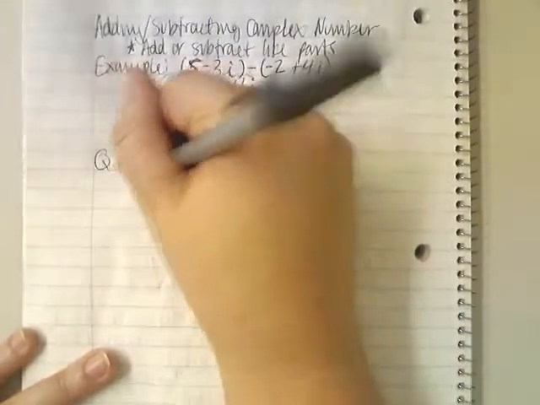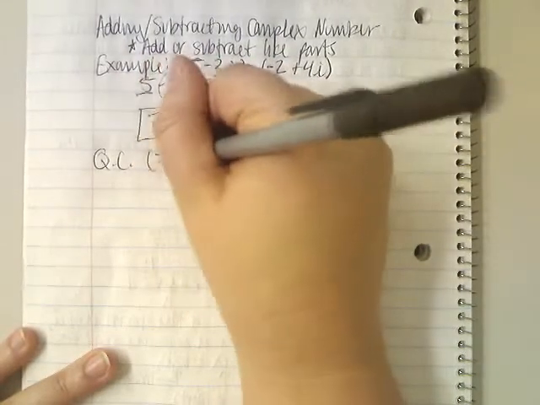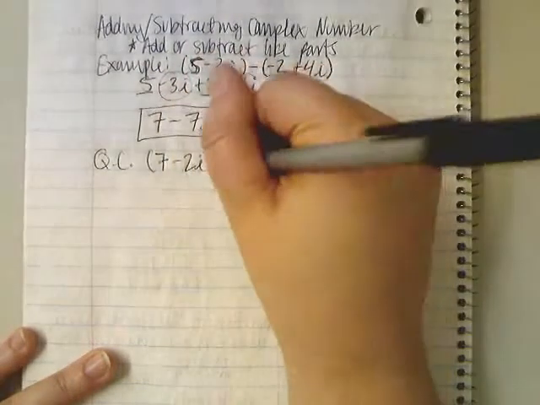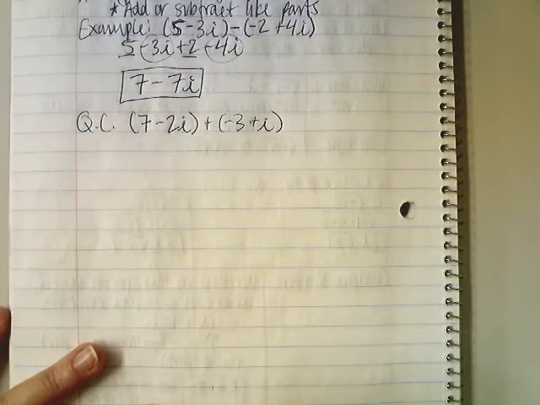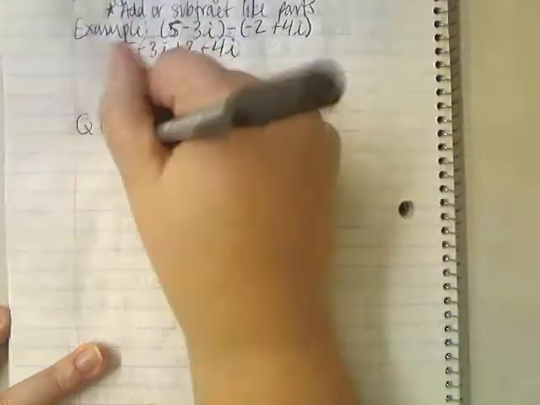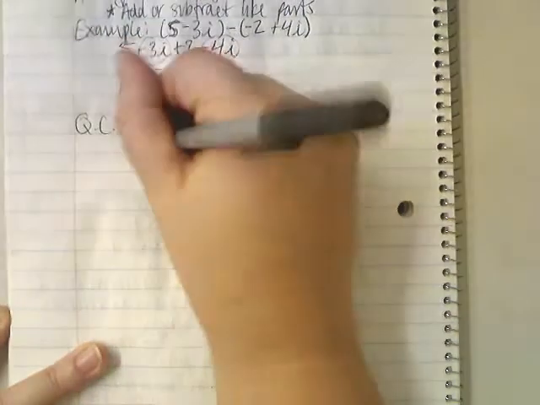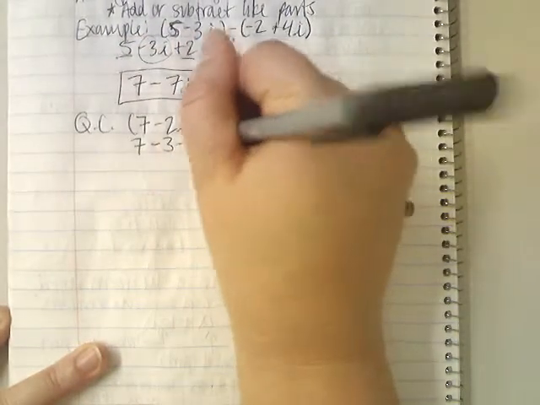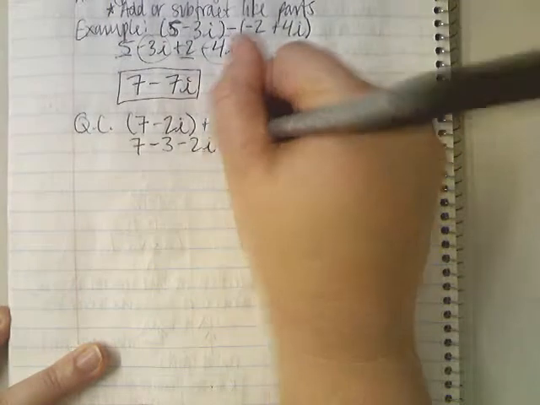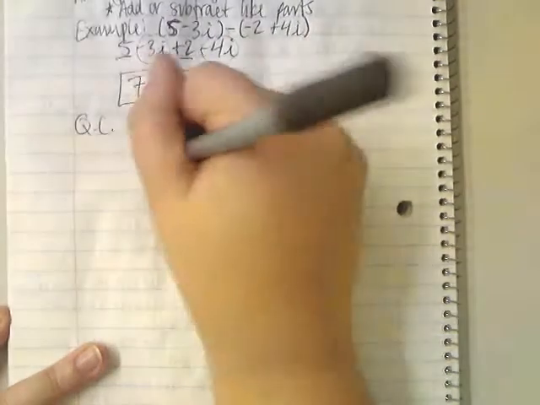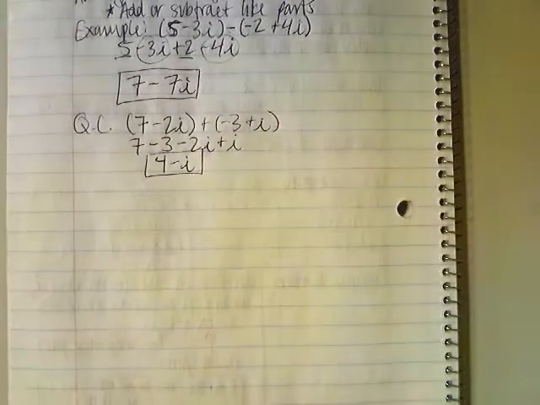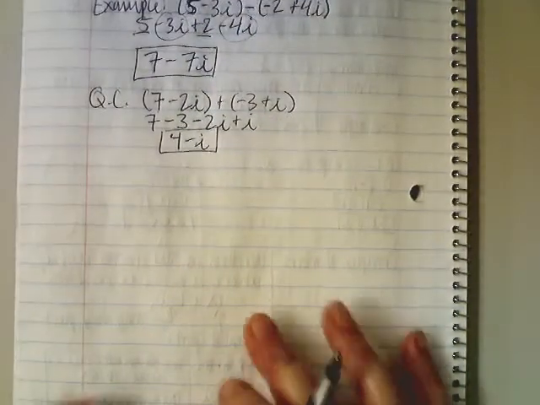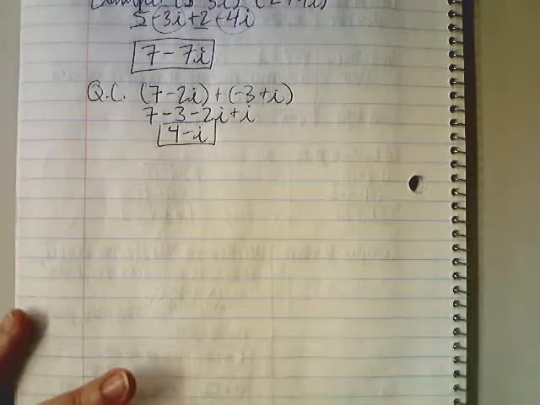I want you to add 7 minus 2i plus negative 3 plus i. Go ahead, try that on your own. I'm going to go over it now. So I'm going to do 7, that's just plus, so minus 3, and then negative 2i plus i. When I combine these like parts, I get 4 minus i, and that is my solution. So that's adding and subtracting. Multiplying is going to be similar.